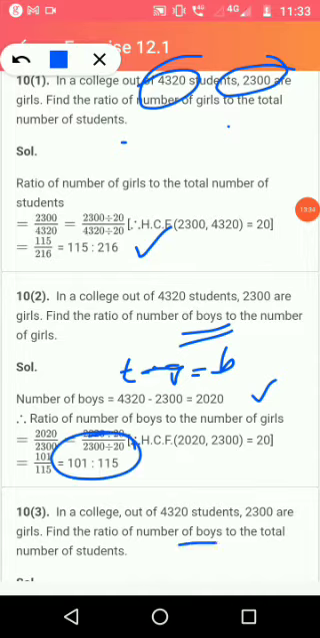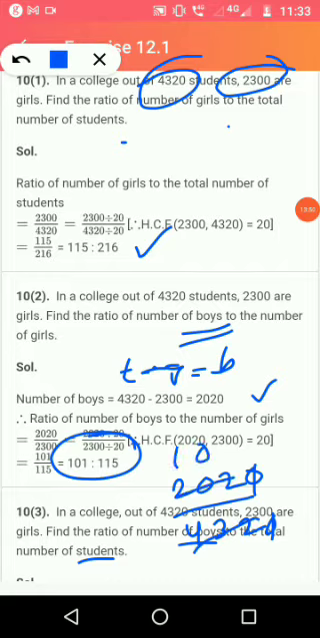Next, find the ratio of number of boys to the total number of students. So number of boys is how much? 2,020. And total number of students is how much? 4,320. So 4,320. Next, start cancelling. 101 divided by 2. 216. Okay. So 101 divided by 216. Okay. Fine.